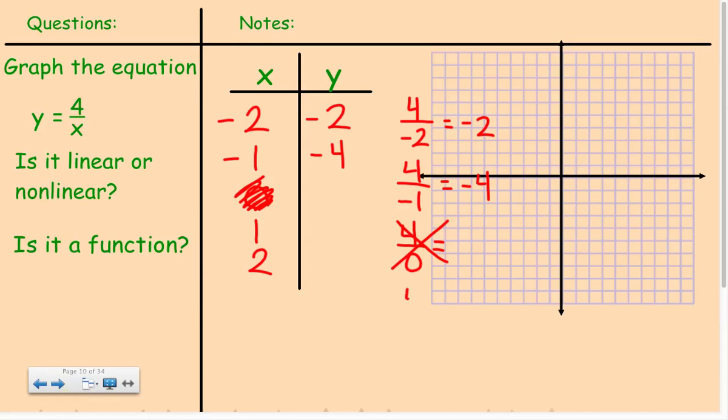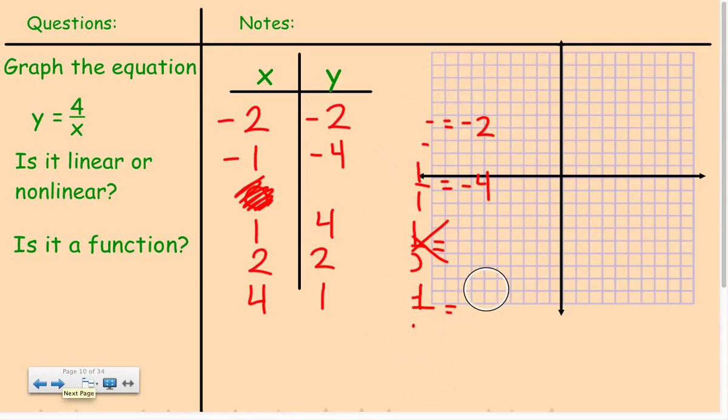Let's keep going. So 4 divided by 1 would be 4. 4 divided by 2 would be 2. Now we want 5 coordinate points, so we've got to figure out one more to add to our table. What else would divide nicely by 4? We could do negative 4, or we could do positive 4. So 4 over 4 would make 1. Now we have 5 coordinate points.